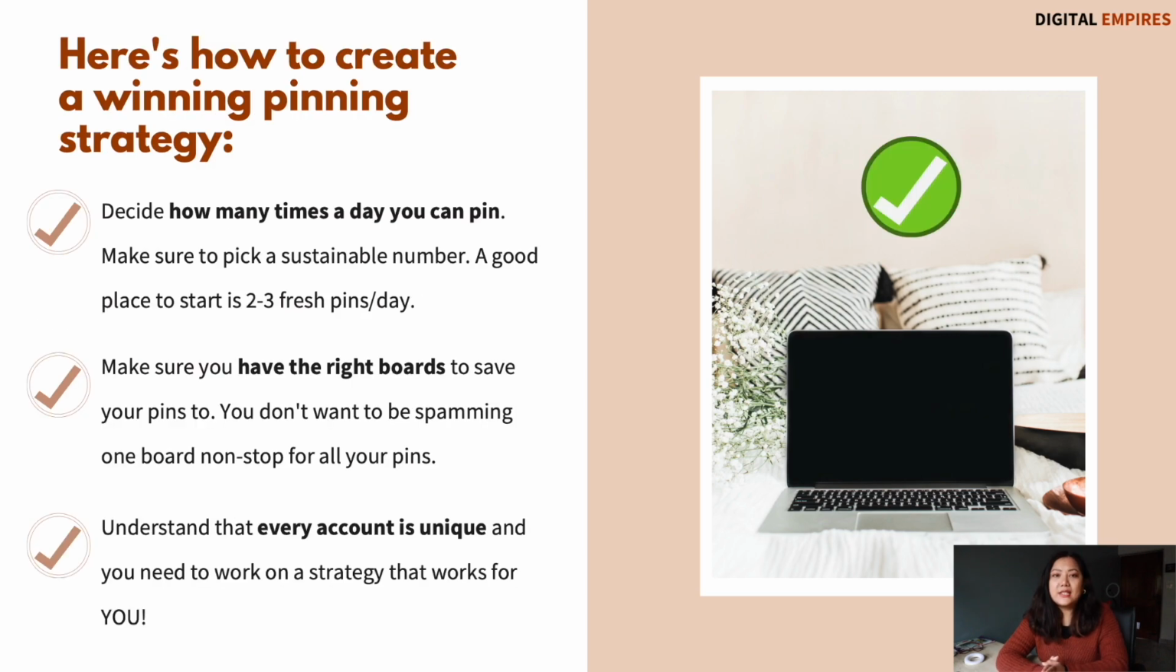Number 1, you need to decide how many times a day you can pin sustainably. Now, you don't want to pin 20 times a day and then the next day show up once or disappear for a week and then pin again 100 times and then disappear again. That is just not going to help you. So just like on Google or on YouTube or any other place, having a sustainable strategy is super important. The same way on Pinterest, it's important as well. So you want to make sure that you are starting out with a number that you can actually manage and that is actually sustainable. So let's say you start out with 2 to 3 fresh pins per day.